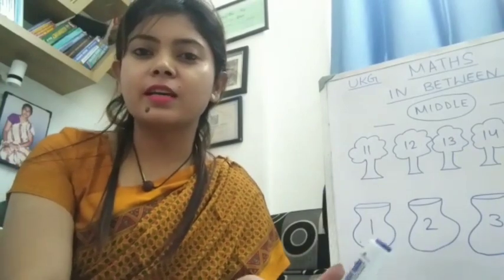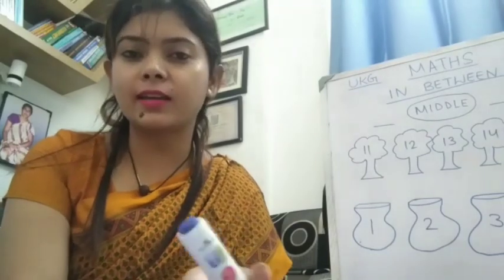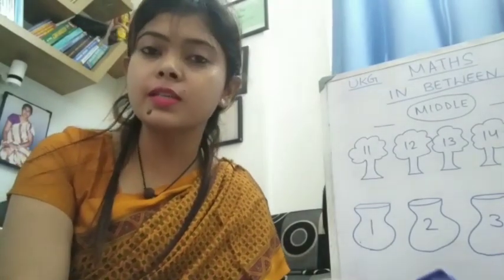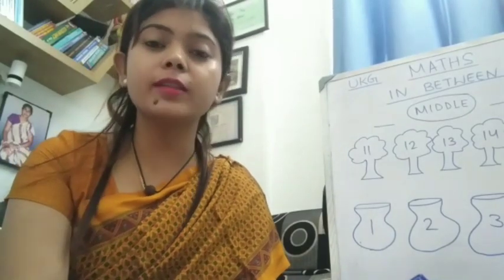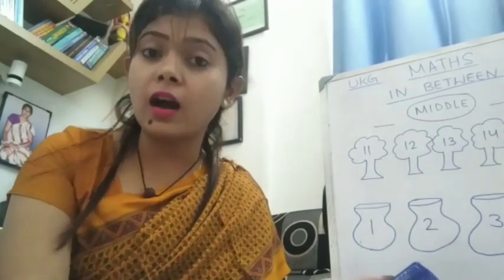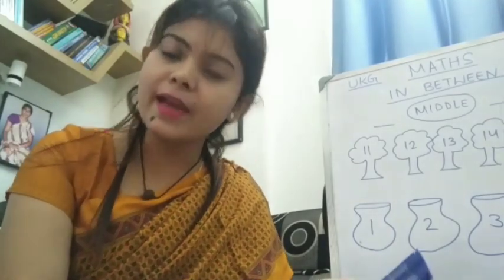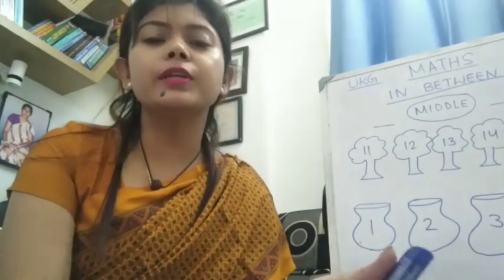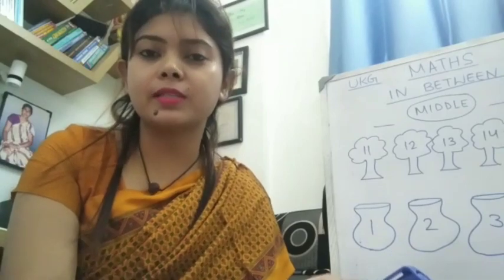So students, in our previous class, what we had done? We had done before and after numbers. Before means backward counting or the previous number, and after means the forward counting or the next number. Remember? Okay. So students, today we are going to learn between numbers.